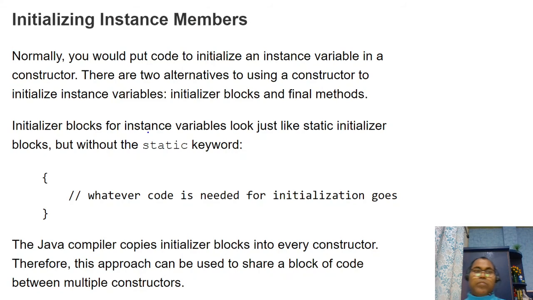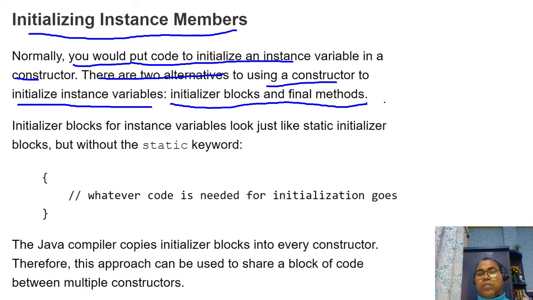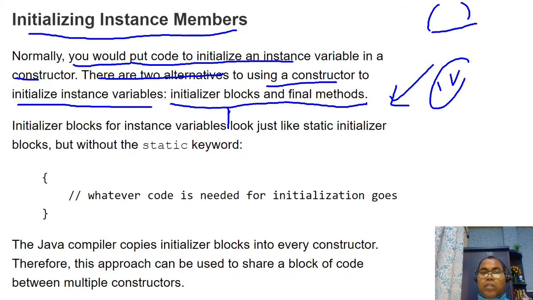And sometimes, how to initialize your instance member. Normally you put the code to initialize the instance variable in the constructor. Similarly, there are two alternative ways besides using a constructor to initialize the instance variable: an initialization block or a final method. So till now we have discussed how to initialize your static data member. Similarly, a non-static instance variable you can also declare and initialize in your initialization block as well as your final method.